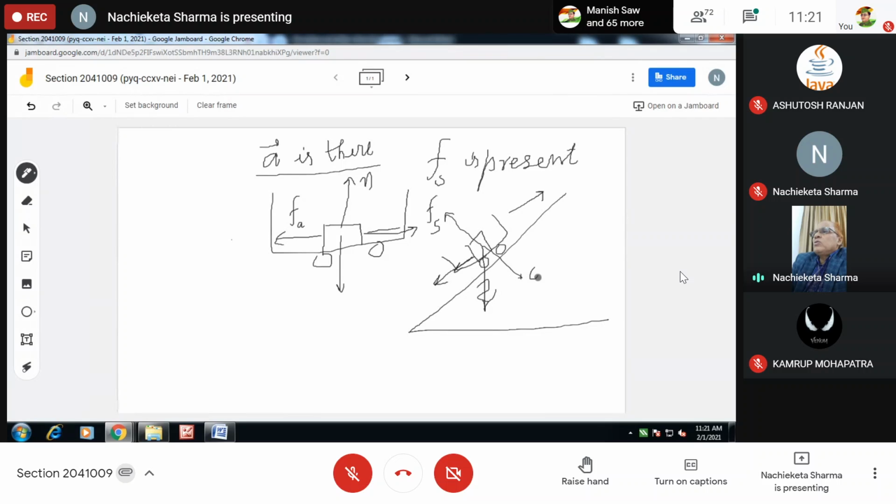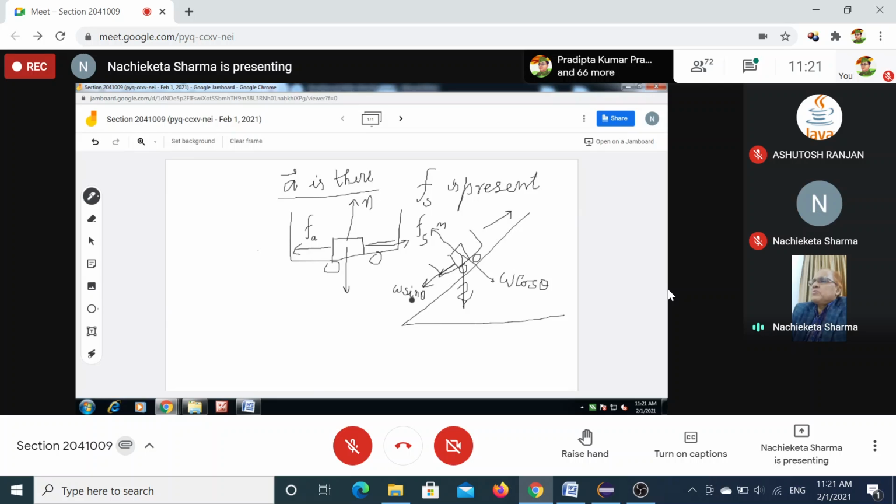Now this W cos theta will balance the normal force. This is W cos theta, and this is your normal force. They will be balanced. So W sin theta will try to pull the box. But W sin theta must have reached, because the box is now moving, the value of the maximum force of static friction, or that mu Sn.